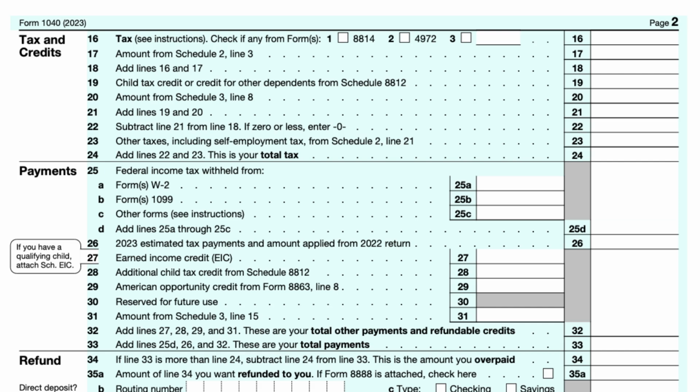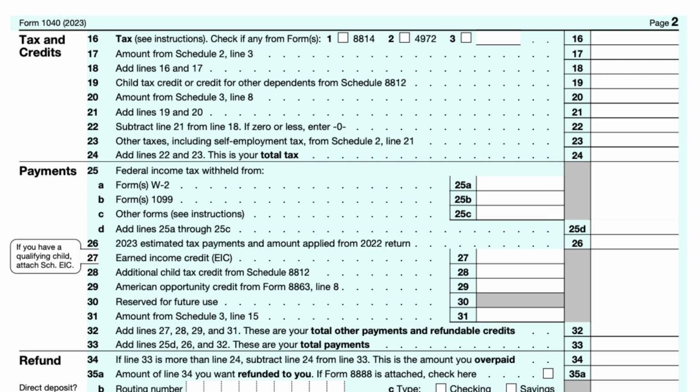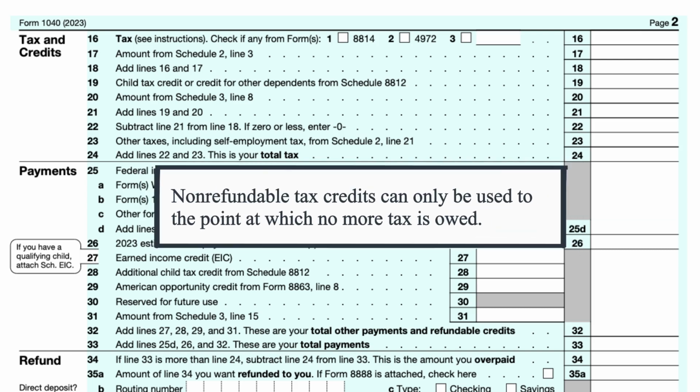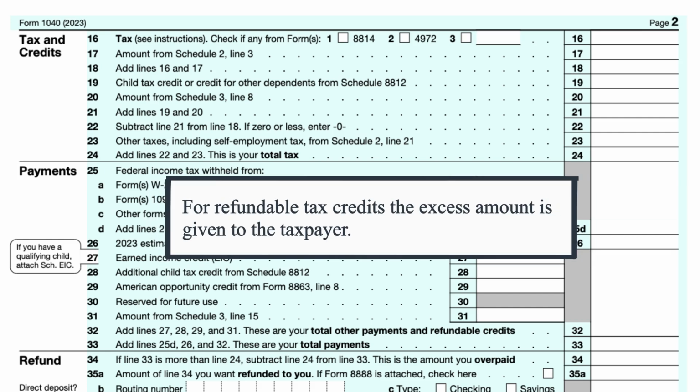A tax credit is a tax incentive that allows taxpayers to subtract the amounts of the credit from the total they owe. Most tax credits are non-refundable tax credits, meaning that they can only be used to the point at which no more taxes are owed. However, some tax credits are refundable tax credits. If the credit exceeds the amount of taxes owed, the excess is given to the taxpayer.